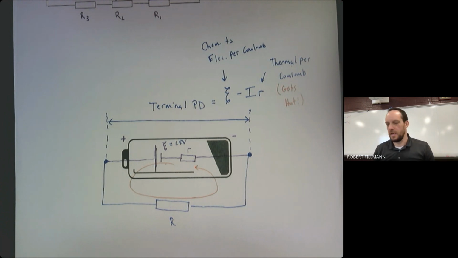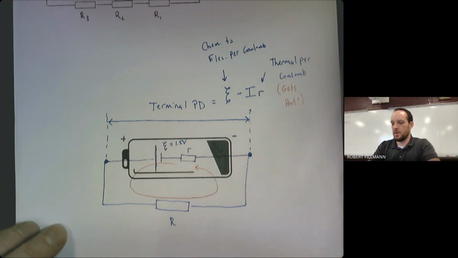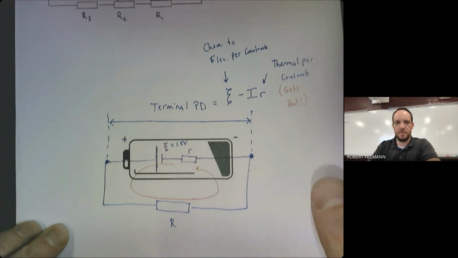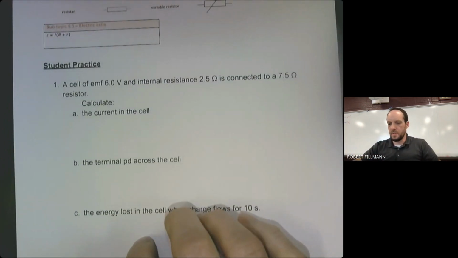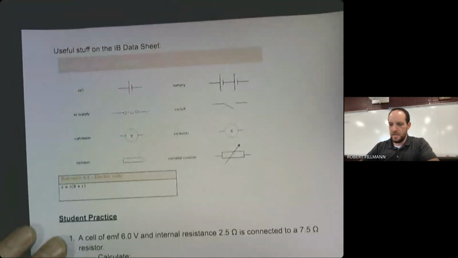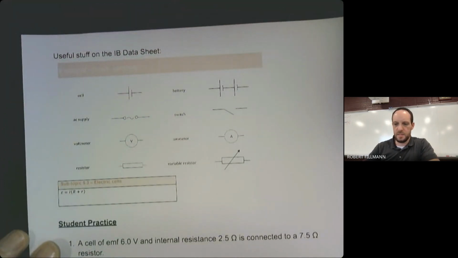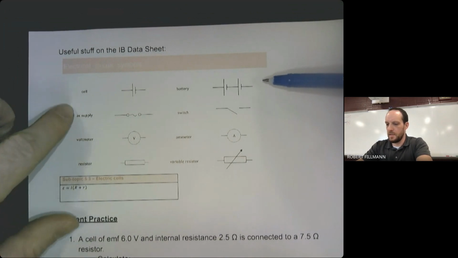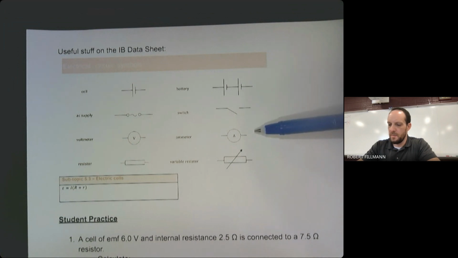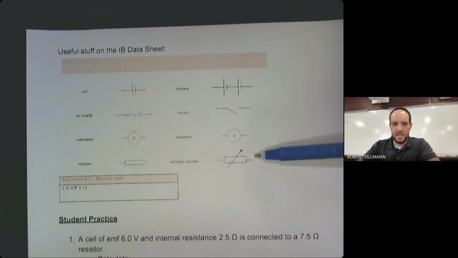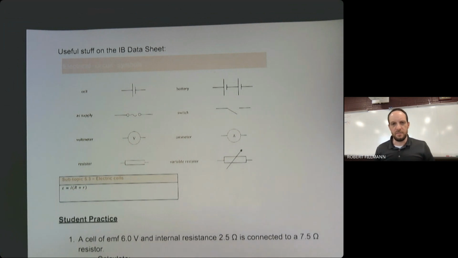Let's take a look at a few example problems of how we would use this idea of internal resistance and EMF in solving a couple of simple problems. So before we do so, let me just point out what we have on the data sheet to help us. We've got some different symbols that we'll see in our circuits. So the cell and the battery. We'll talk more about switches and AC a little bit later. We've seen the voltmeter and ammeter already, the resistor. We might see this symbol here, an arrow like this is a variable resistor.